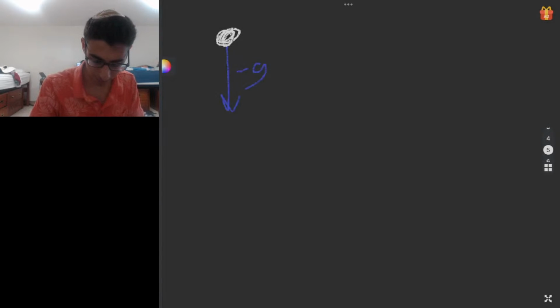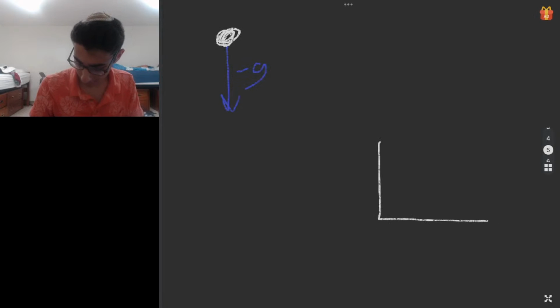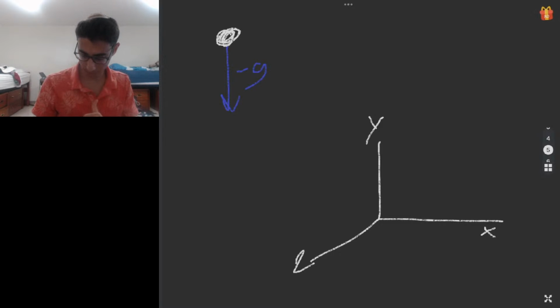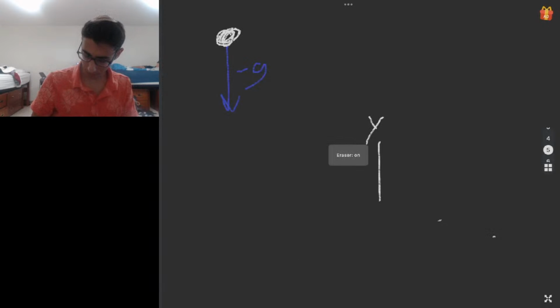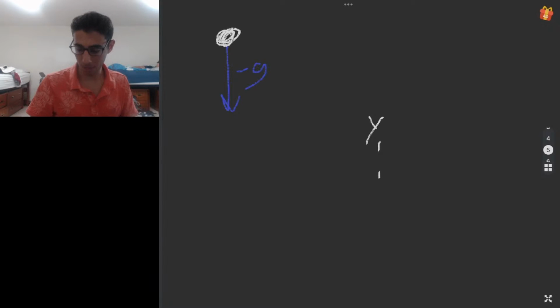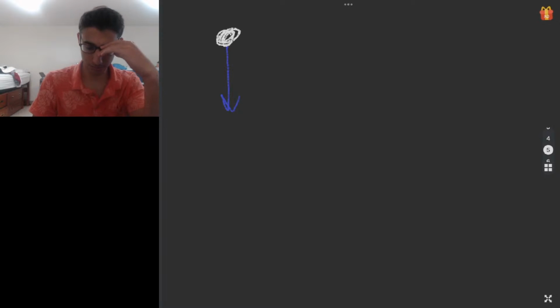This is how I envision the 3D space. This is y, this is x, and this is z, and z is coming towards us, essentially. And y is down. So negative g. I'm not looking at my notes anymore, I'm just doing this myself, because this is the last part of our lecture.